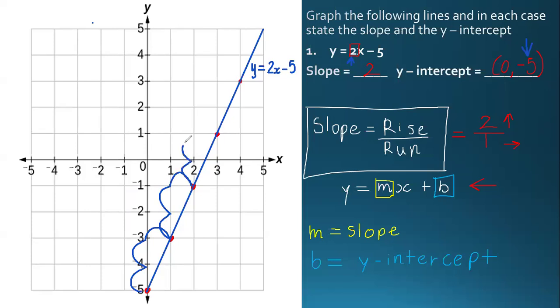Let me do it again. 1, 2 to the right 1 over. Boom. Let me do it again. 1, 2 to the right. Boom. Let me do it again. 1, 2 to the right. Boom. Okay, and then let me just draw the line. This is how you draw a line, right? Pretty cool, just by having the slope and the y-intercept.